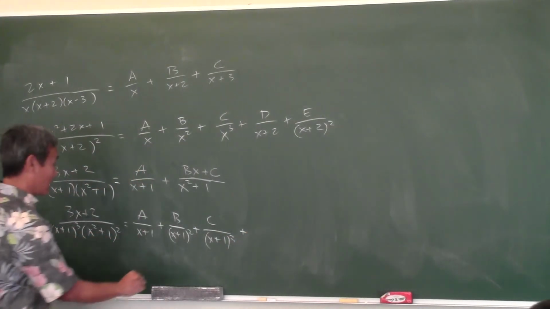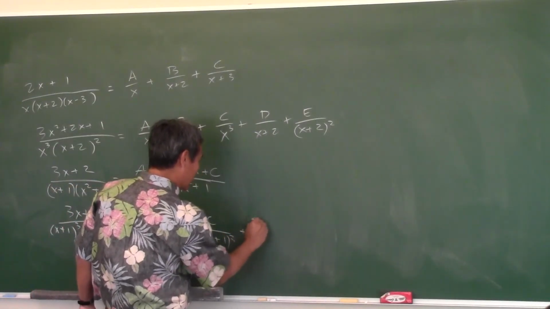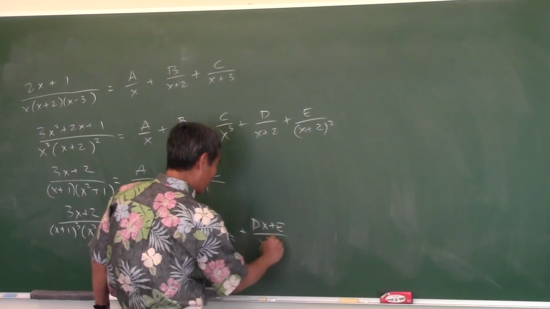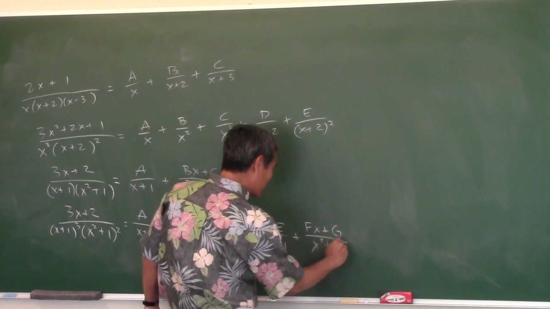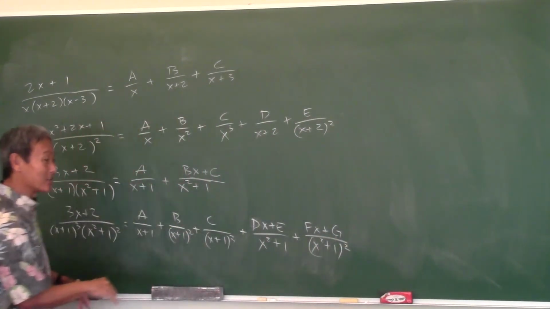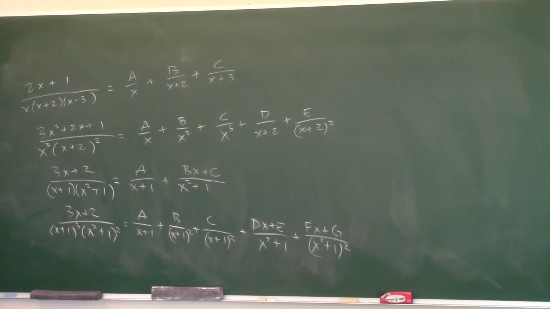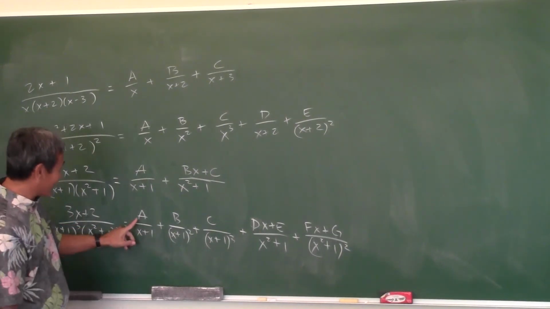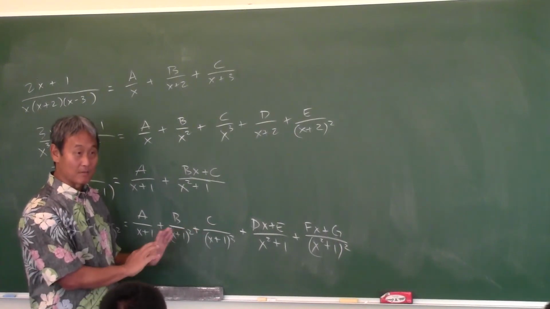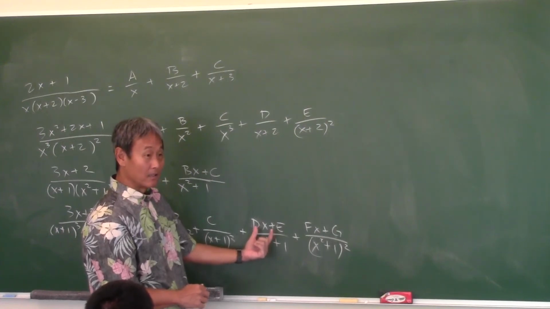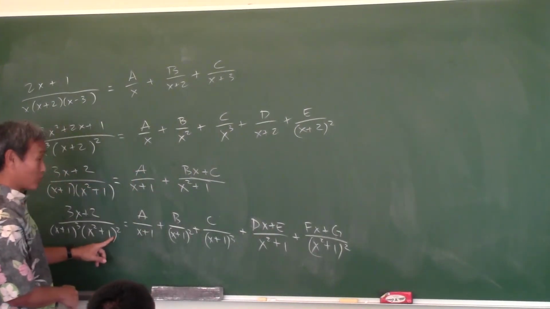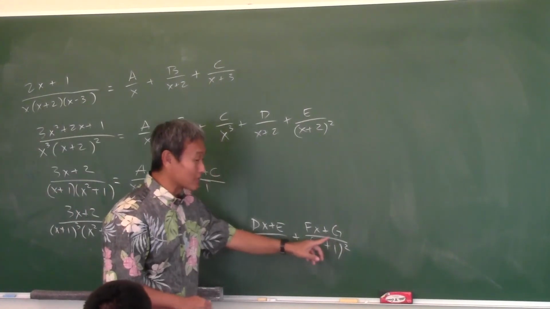And then what about this one? Ax, oh no, we're on D now. Dx plus e over x squared plus 1 plus fx plus g over x squared plus 1 squared. That's how you set up the problem. That's why I gave you lots of examples if you look at the notes. So you guys understand, when you have a linear factor, then you just put ABC on the top, just constants. But when you have a quadratic factor, then you gotta have a linear thing on the top. And then if it's raised to a power, then you gotta have that power plus all the ones that come before it.